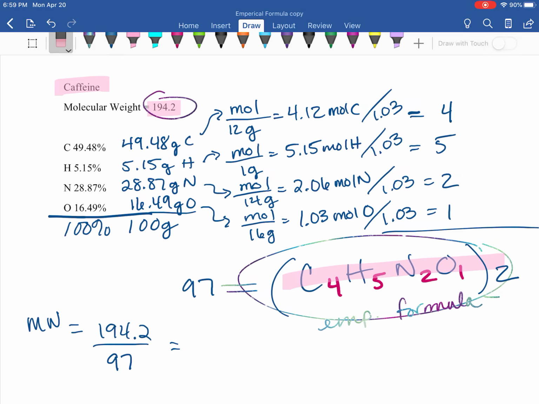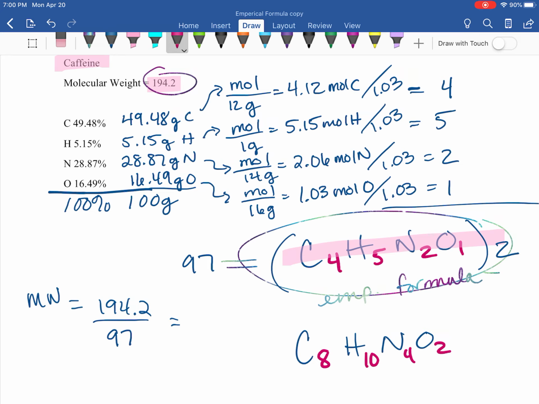All right, so now let's fix these numbers, and what do we get if we are going to multiply by 2? Now we get carbon, hydrogen, nitrogen, oxygen. Let's multiply by 2, 8, 10, 4, 2. If you add that up, you should get 194. Let's double check it. We've got 8 times 12 plus 10 plus 14 times 4 plus 2 times 16, 194. There it is. See how we kept the exact same relationship? We just multiplied by 2. That gives us our molecular weight.